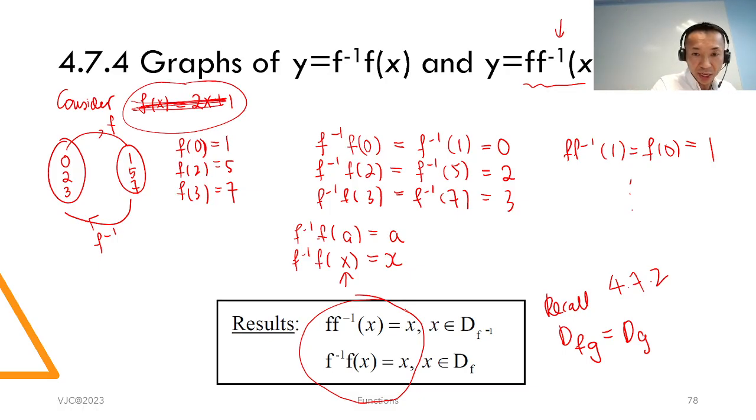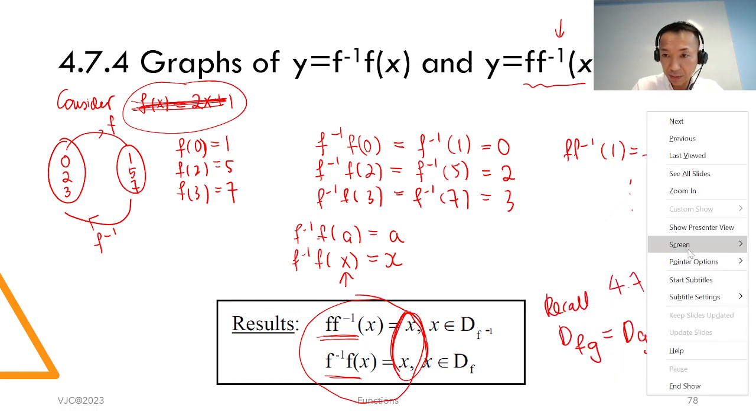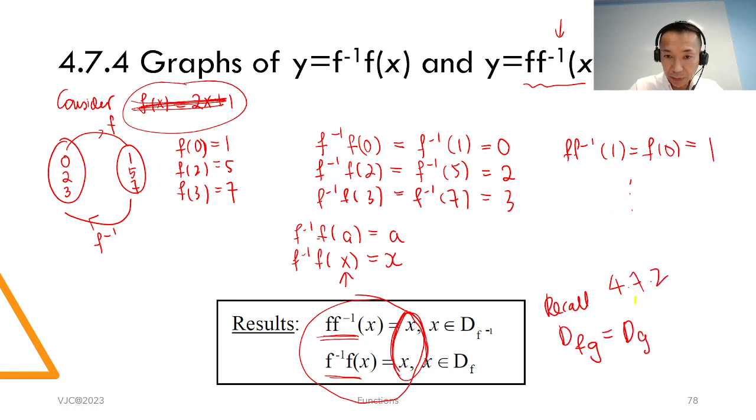If they ask you to sketch the graph of f inverse f or f f inverse, you always get y equals x. The only thing you need to take note of is that the domains are different. These two graphs, the domains are different. I will leave you to read example 16 on your own, and then you can conclude this chapter. Thank you.